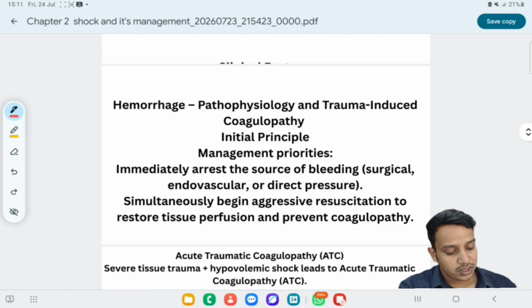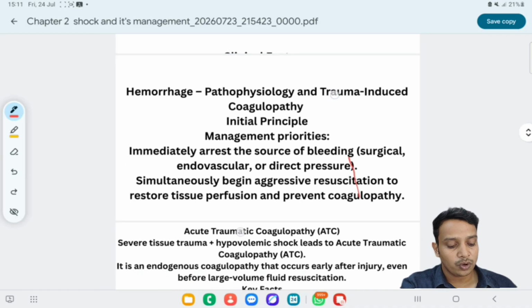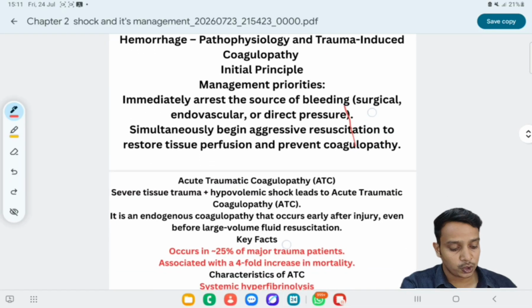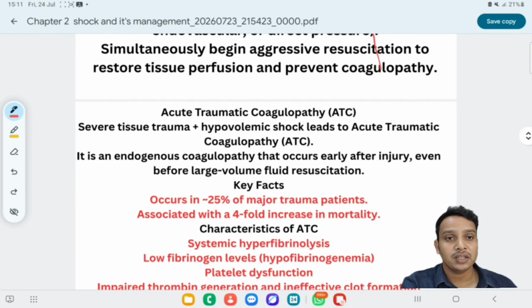And after that, once this hemorrhage control is done, there is one more term called acute traumatic coagulopathy. So what is this acute traumatic coagulopathy? Suppose there is severe tissue trauma plus the patient is having hypovolemic shock which you have not resuscitated properly, it leads to acute traumatic coagulopathy. Remember friends, it is characterized by systemic hyperfibrinolysis, low fibrinogen levels, and platelet dysfunction. This leads to impaired thrombus formation and also ineffective clot formation.